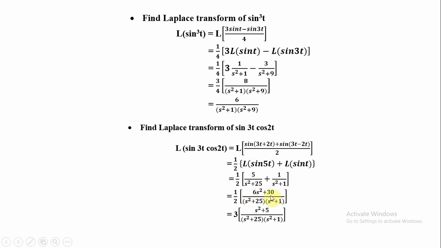By doing LCM and simplifying, we will get 1 by 2 into (6s square plus 30) by (s square plus 25) into (s square plus 1). Now take 6 outside. So here we will get 3 into (s square plus 5) by (s square plus 25) into (s square plus 1).